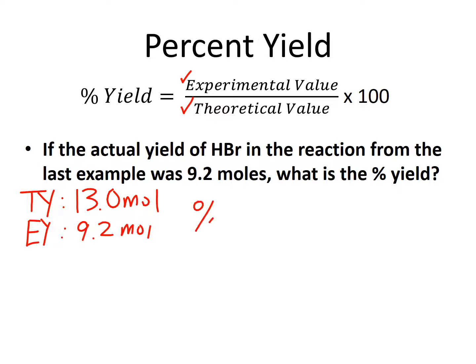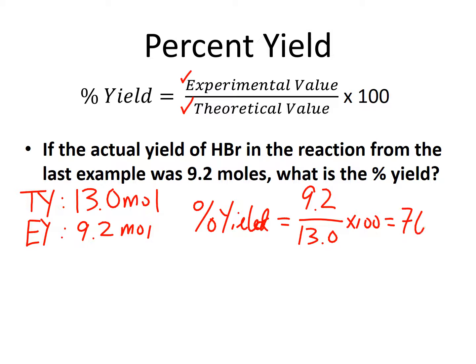So to calculate the percent yield, we'll take the experimental, which is 9.2, divide by the theoretical, which is 13, multiply by 100, which gives us, sorry, my calculator is dying, 70.8%. All right, another formula to use, fairly simple.